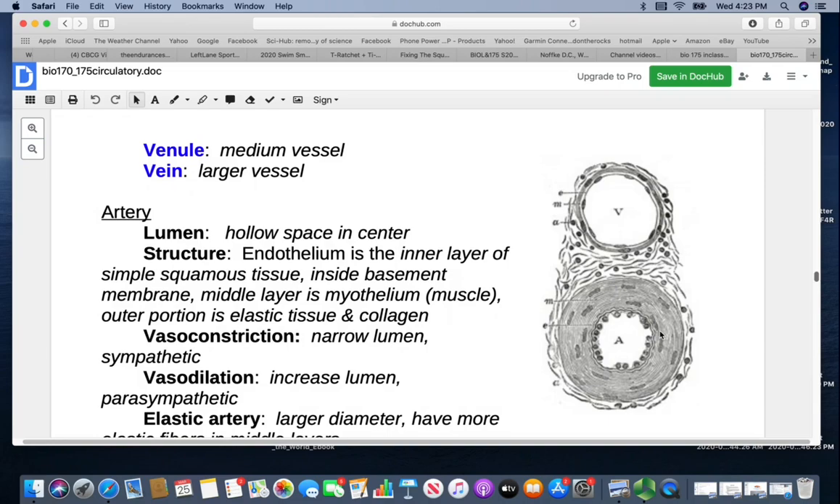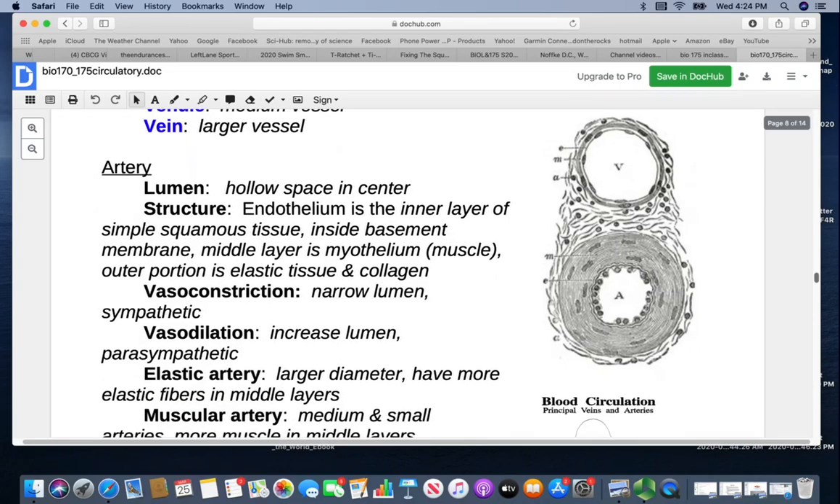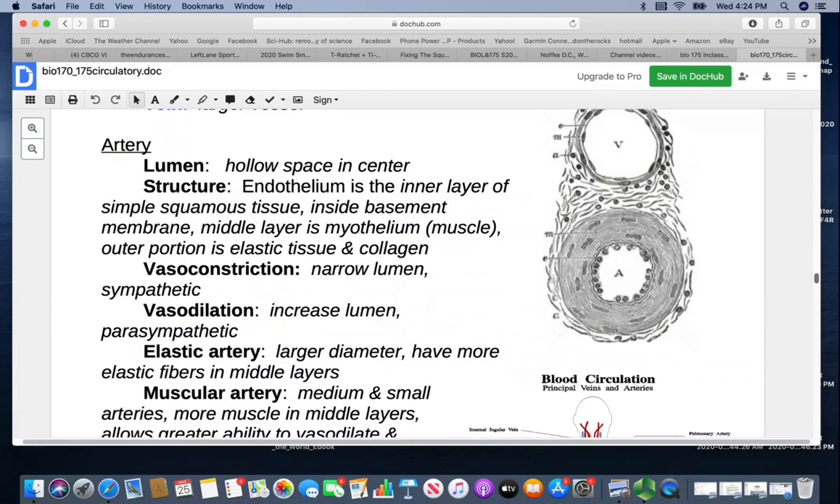So the lumen is the hollow space inside of a vessel. So the space you'd have here in the middle. When we look at the structure, the endothelium is going to be the inner layer. It's made up of simple squamous tissue inside the basement membrane. And then the middle layer is myothelium or muscle. And the outer portion is elastic tissue and collagen. When we talk about vasoconstriction, in general, that's narrowing the lumen, and it's a sympathetic response. Vasodilation is going to increase the size of the lumen, and in general, that's a parasympathetic response.